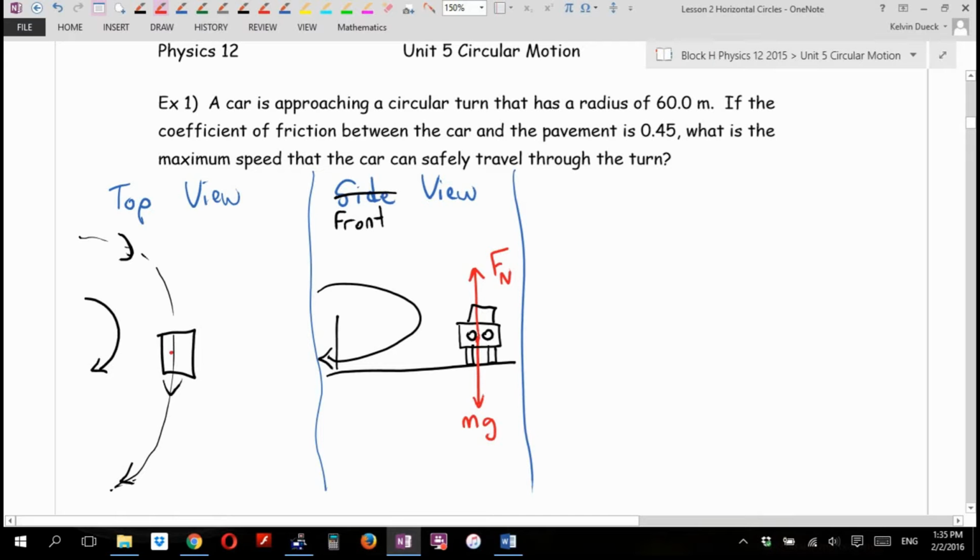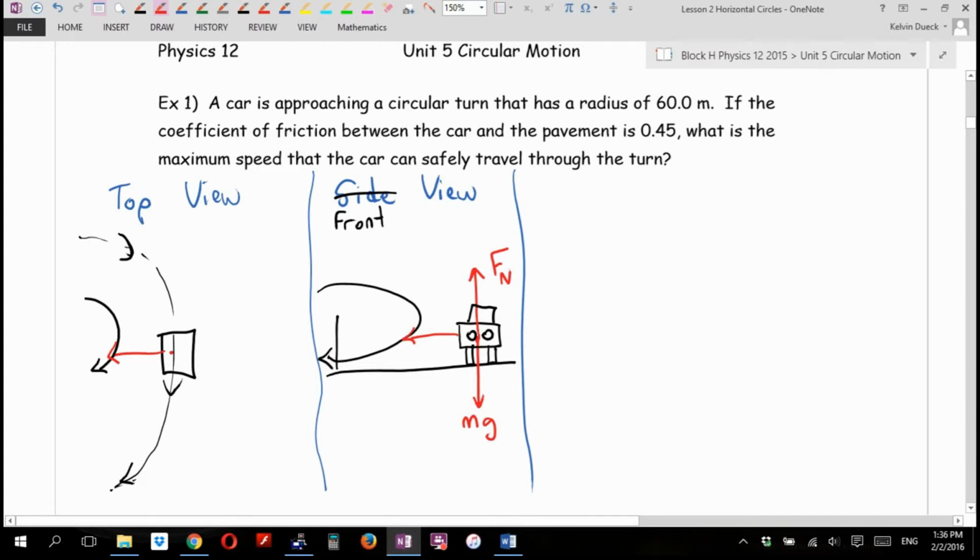Also tough to draw. You can imagine an arrow right here pointing out of the page at us. A little tricky to draw. What else? Here's the key. What path is this car tracing out? A circle. So where must there be an unbalanced force pointing? Toward the center. So there has to be a force pointing this way.